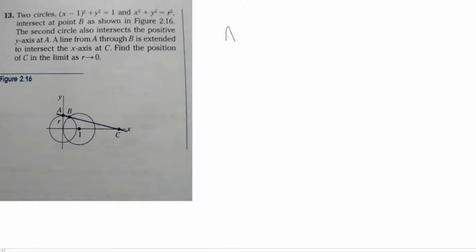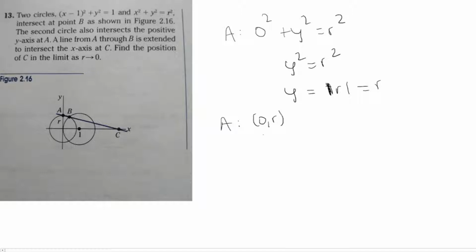Well, A is the point where the first circle intersects the y-axis. So for that, you're going to let x equal 0. So you have 0² + y² = r². That means y² = r², so technically y is the absolute value of r, which in this case we know is going to be positive because it's above the y-axis. So this will be positive r. So A then is (0, r).